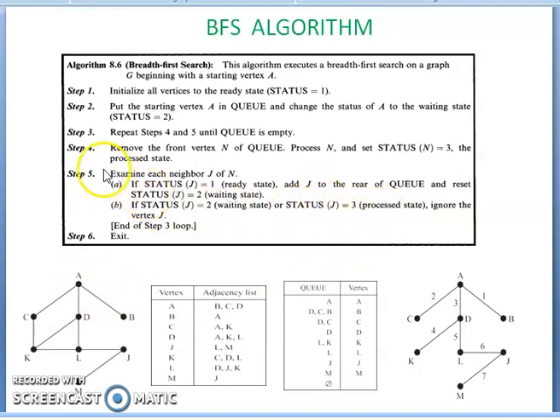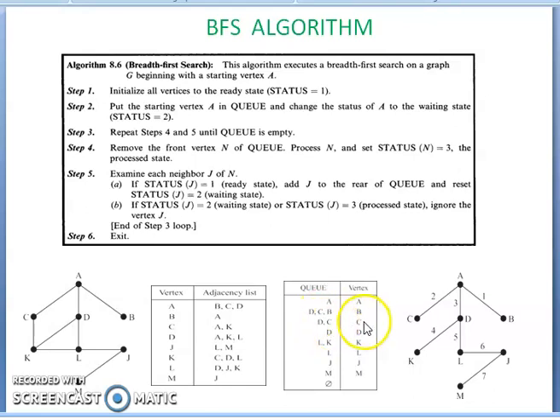Now the second condition for step 5 is, if it is in the ready state, just place it into the queue and change the status of that one to 2. If the neighbor's status is either the waiting or the processed state, simply ignore it. So the neighbor of B is A, which is already processed, so you simply ignore it. So B is processed. Once that is over, you remove the next element from the queue. Now the front of the queue is C. You remove that C. Only D and C are there.